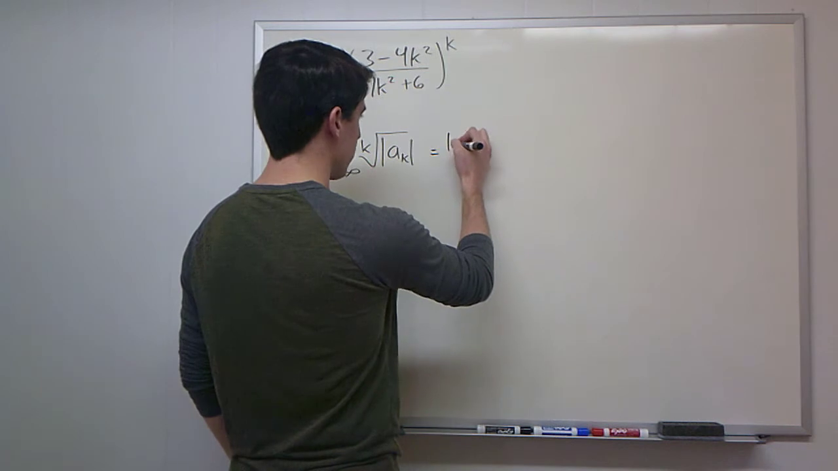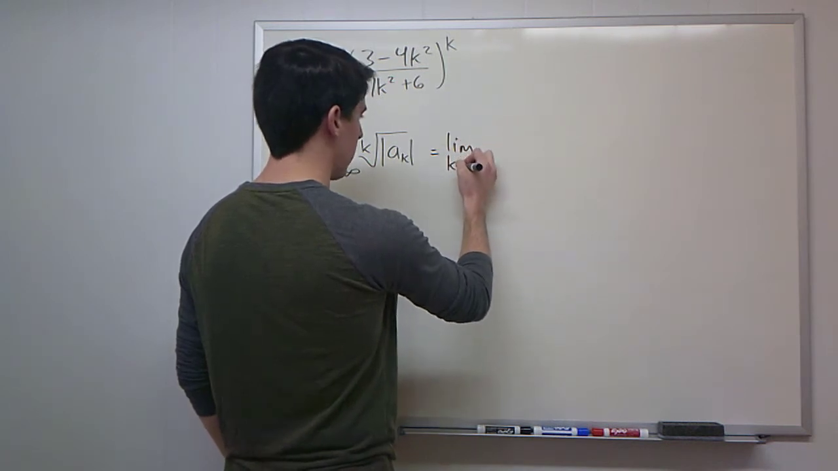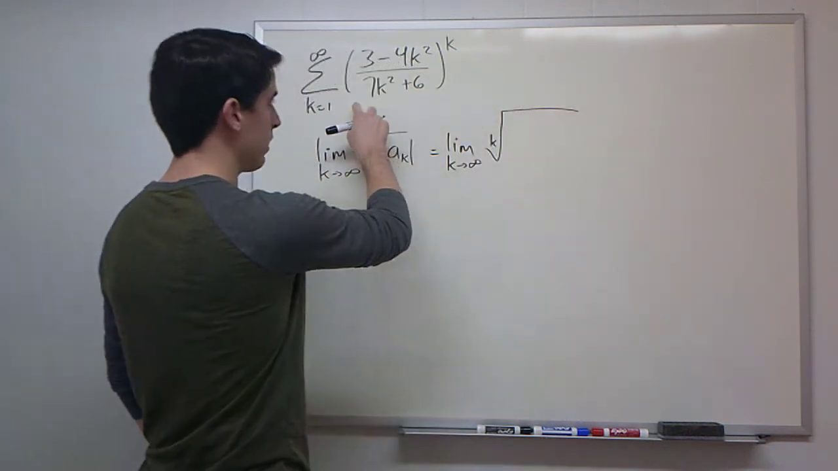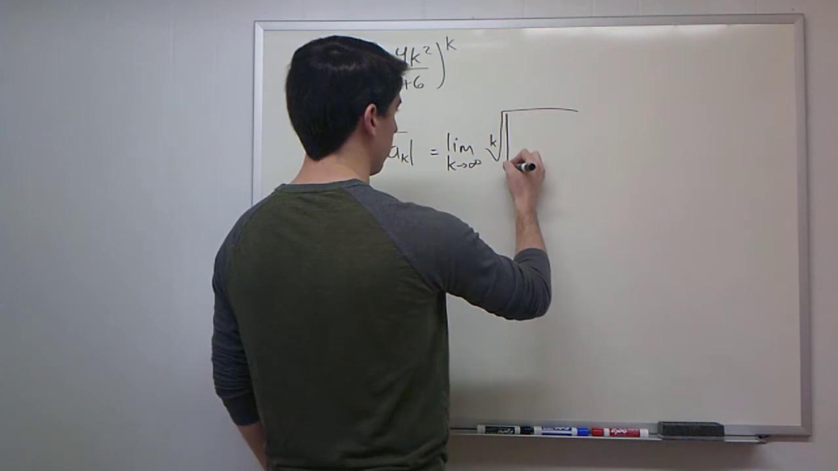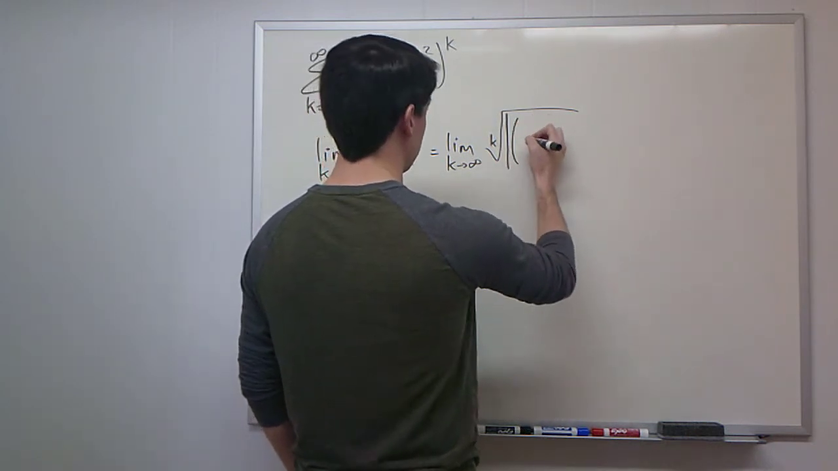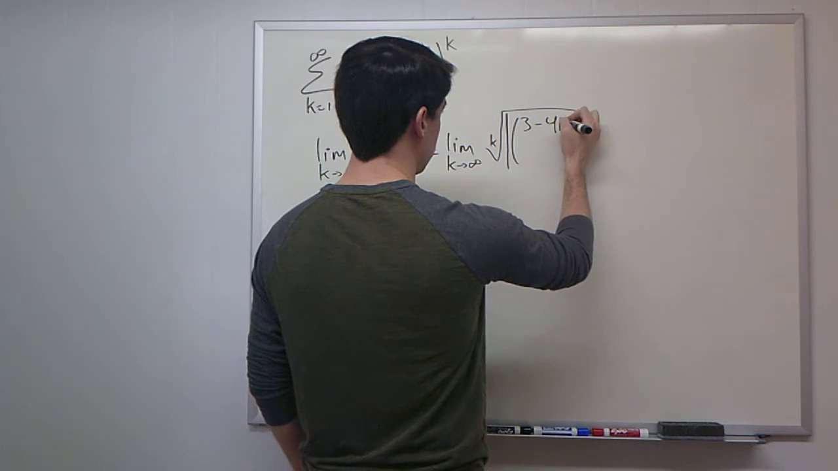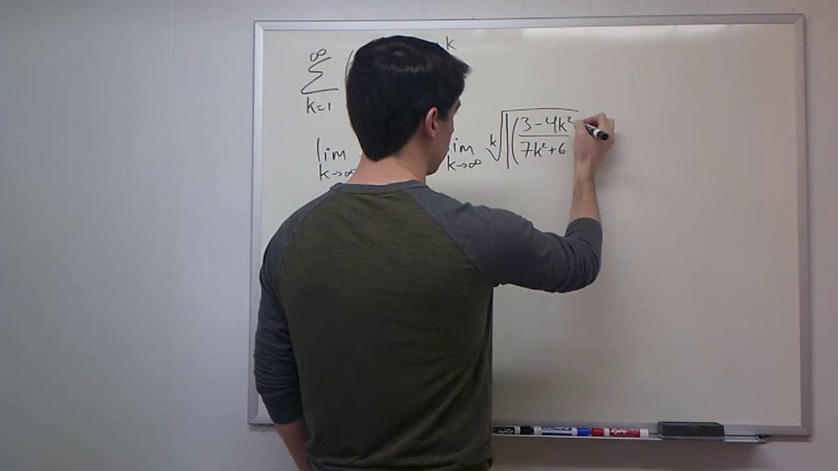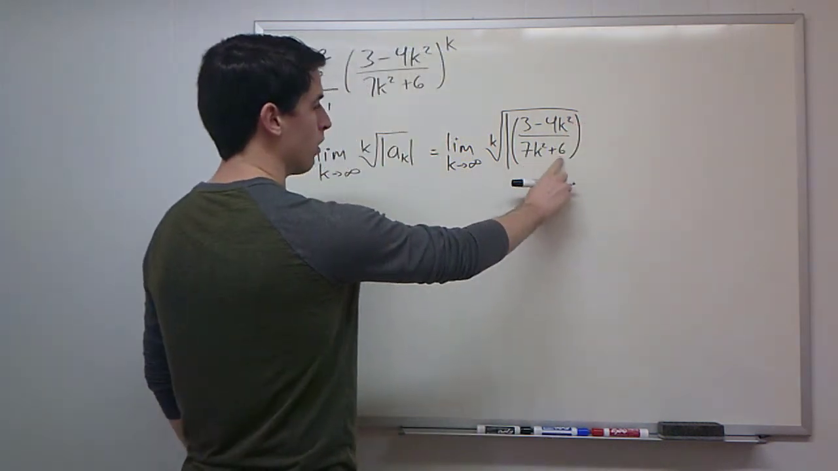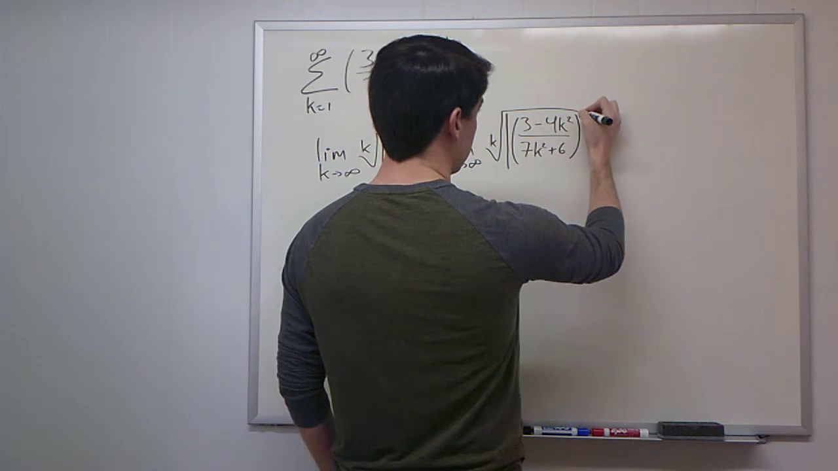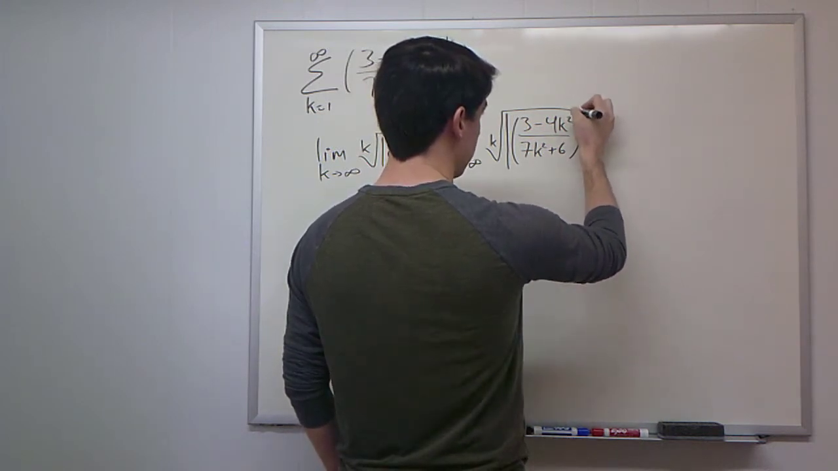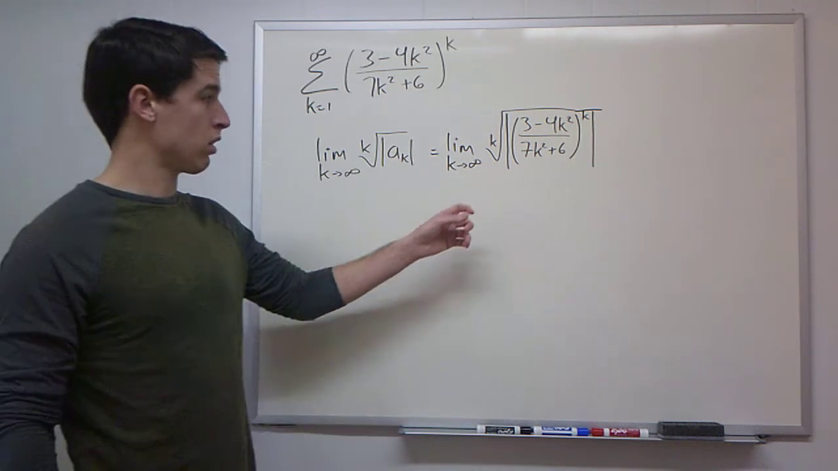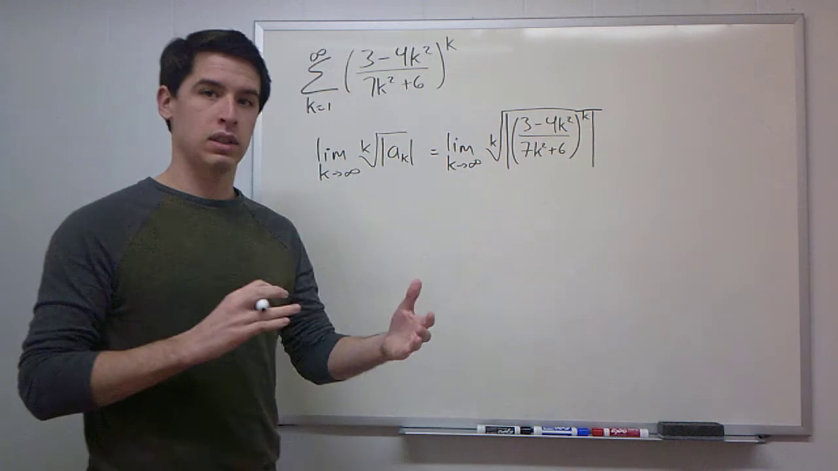So let's rewrite this limit. The limit as k goes to infinity of the kth root of the absolute value of this expression: (3 minus 4k squared) over (7k squared plus 6), raised to the k, and then take the absolute value. Now we're going to have to do some work to simplify this expression to really see what this limit is.